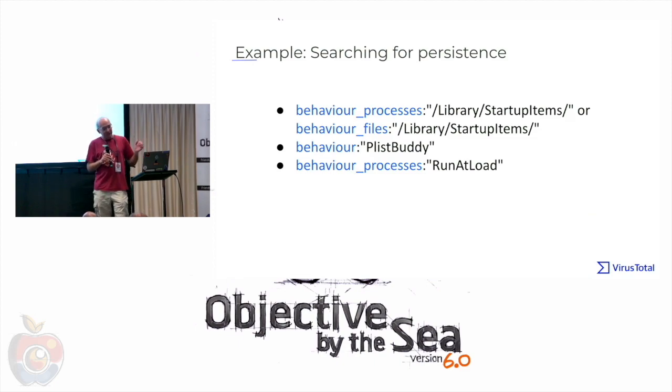This is separate from adload, but eventually many malware have persistence. So if you want to search for persistence on VT, you could search for common persistence locations. Like you could say, we're going to have a plist in a startup items, or we're going to use PlistBuddy, or RunAtLoad. These are often common persistence mechanisms we see, and they are relatively easy to search for.